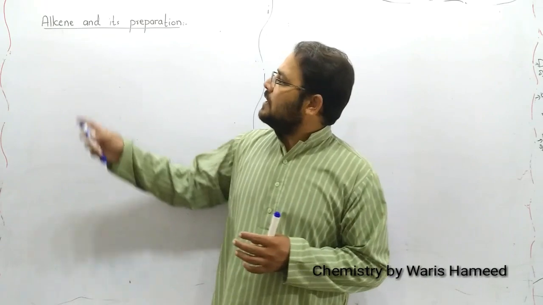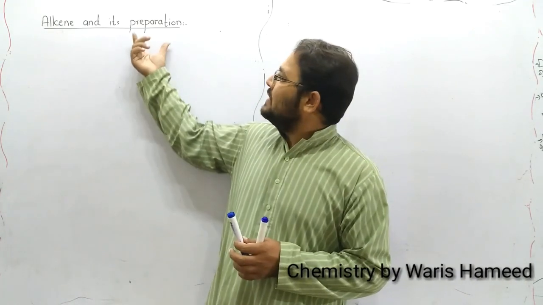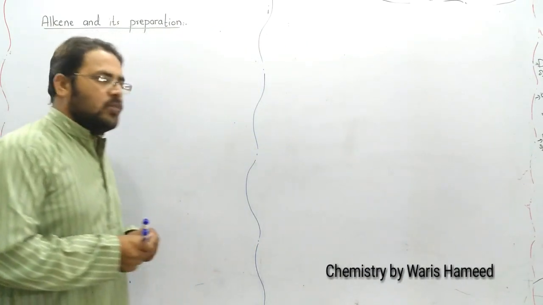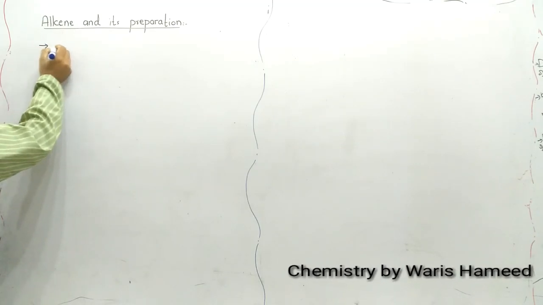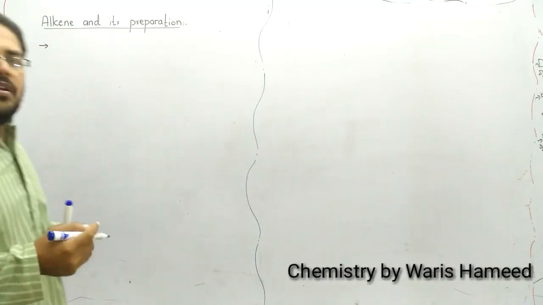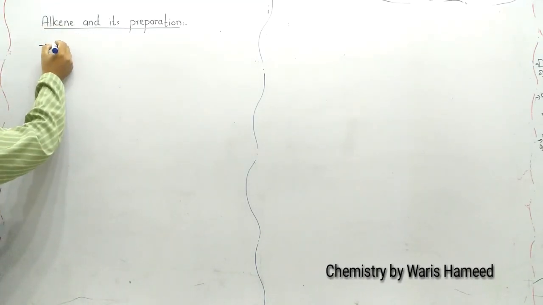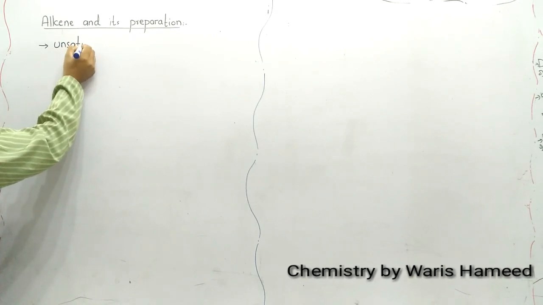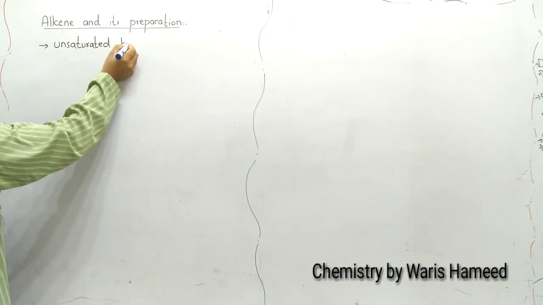In this video lecture I am going to discuss alkenes and some methods that we mostly use for the preparation of alkenes. What are alkenes? Alkenes are the hydrocarbons in which any two carbon atoms may have a double bond. So we can say that these are unsaturated hydrocarbons.